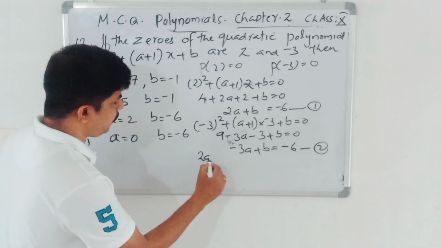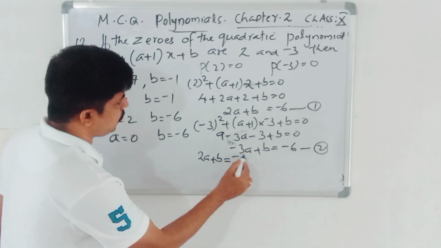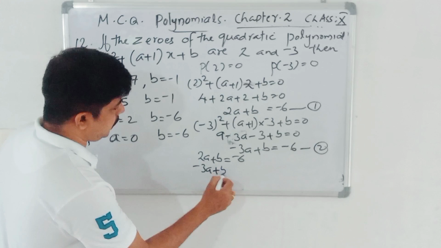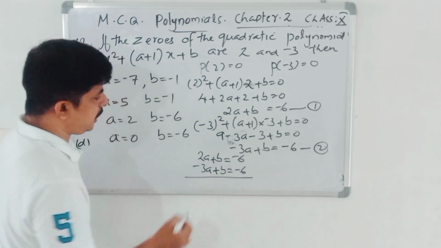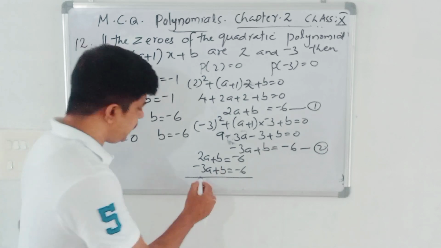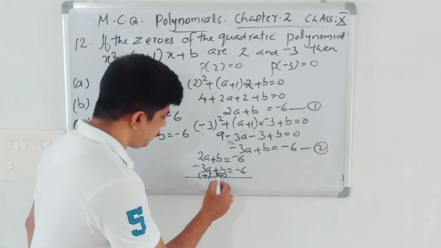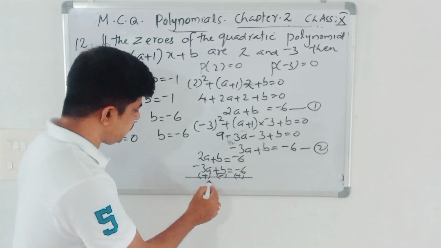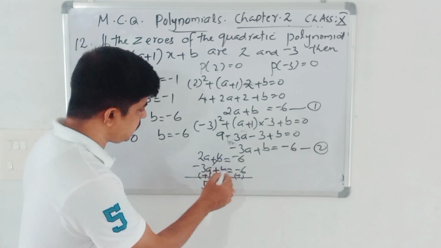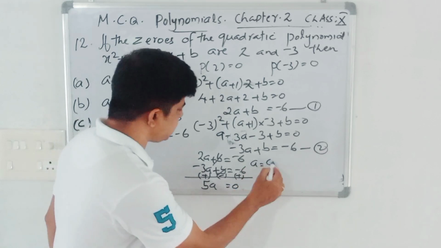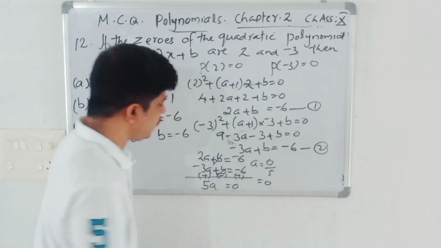That means 2a plus b is equal to negative 6, and negative 3a plus b is equal to negative 6. Now we have to eliminate one of the variables, either a or b. By changing sign, we can eliminate one of them. Here, 2a plus 3a gives 5a, and b is eliminated. Therefore, a is equal to 0 by 5, so a is equal to 0.